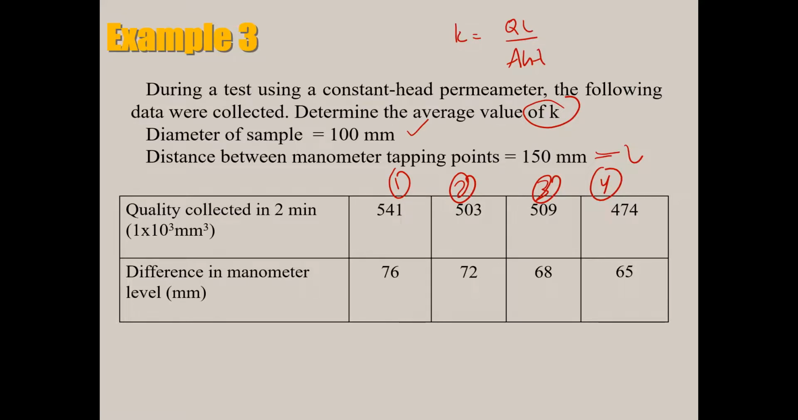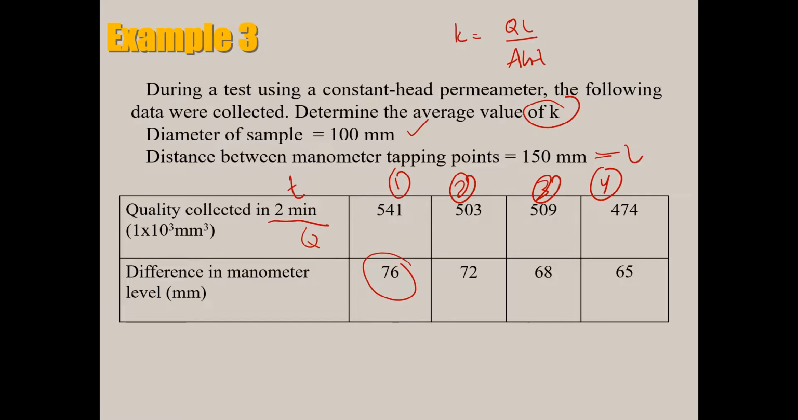The only things that change are the quantity collected in 2 minutes, the Q, due to the head loss, and also the difference in the manometer. The time is constant at T, which means that every 2 minutes you open the inlet and the outlet and allow water to flow out. After 2 minutes, you stop and read the amount of water collected based on the difference in manometer here. So everything is given here.